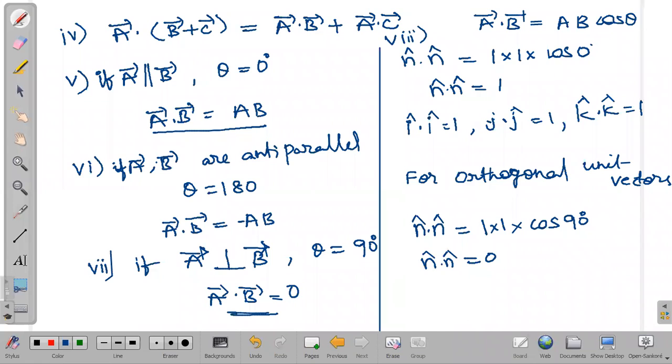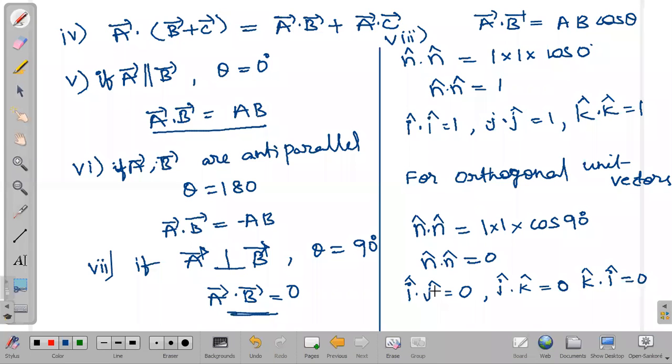So generally we write i cap dot j cap is equal to 0, and j cap dot k cap is also 0, and the next one is k cap dot i cap, which is also 0 only. As they are orthogonal, all of these are orthogonal vectors, so their dot product will be equal to 0, right?